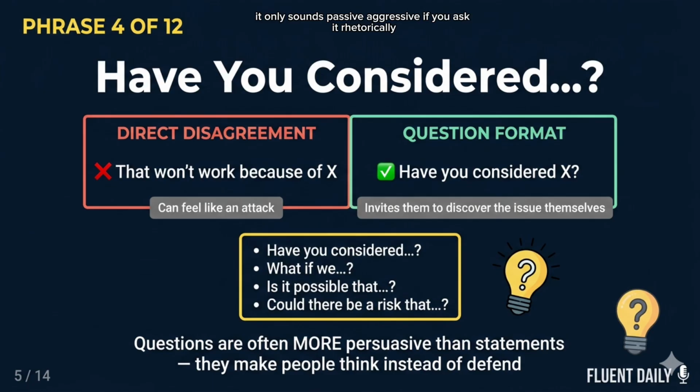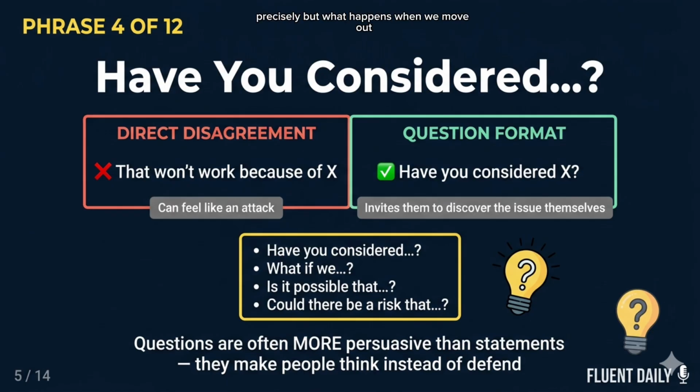Yeah, it only sounds passive-aggressive if you ask it rhetorically, with a smirk, already knowing you were right. But if you ask it with genuine curiosity, it operates on 2 distinct levels. Which are? First, it might genuinely be a blind spot they haven't thought of, in which case you literally just saved the project. And second, it shifts their brain from a defensive posture to an analytical posture. Yeah. You are making them think about a variable rather than making them defend their ego. So it turns an adversary into a collaborator.